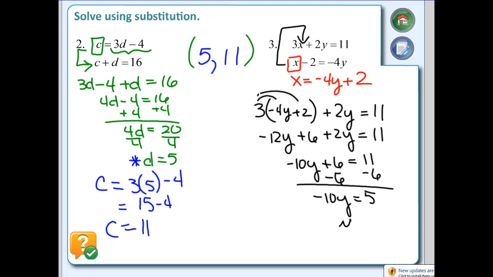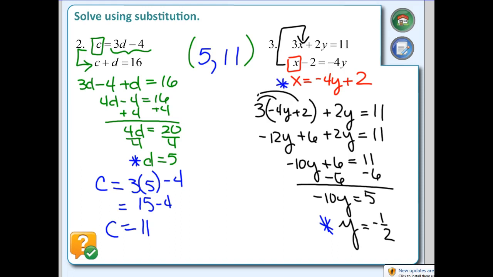Everybody see what our answer is? If I divide both sides by negative 10 and I reduce the fraction, we're going to get y equals negative 1/2. Now remember, my answer has to be an ordered pair. And so I found the y, so how do I find the x? We're going to take the y and plug it back into our x equation.